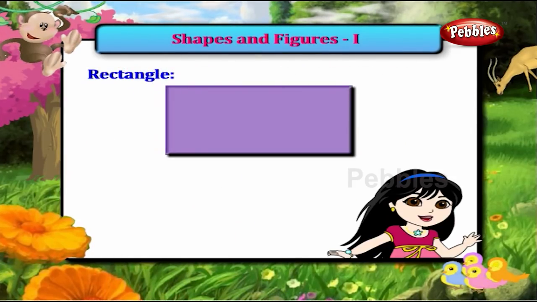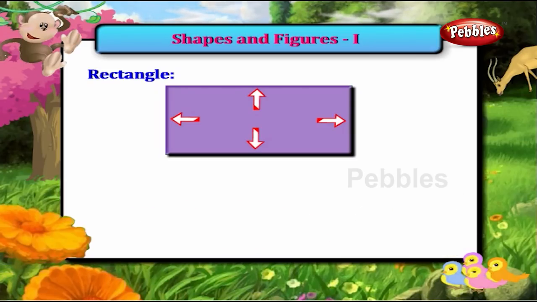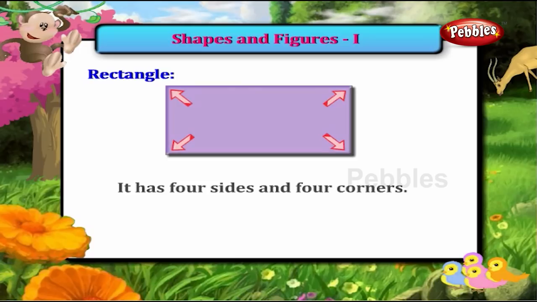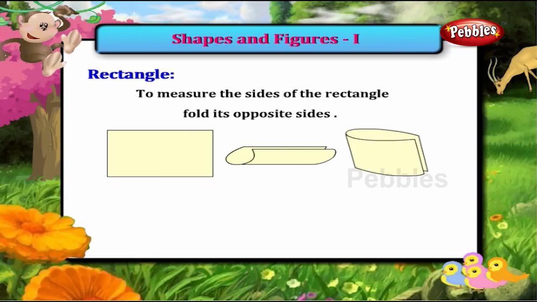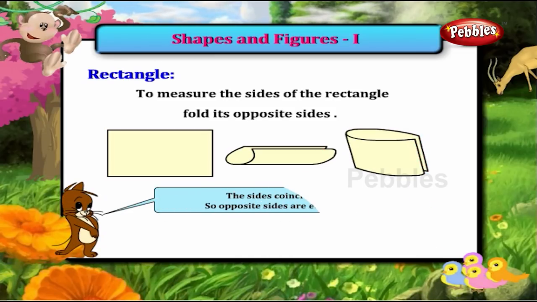Rectangle. This is a rectangle. It has four sides and four corners. To measure the sides of the rectangle, fold its opposite sides. What do you observe? The sides coincide. So, opposite sides are equal.